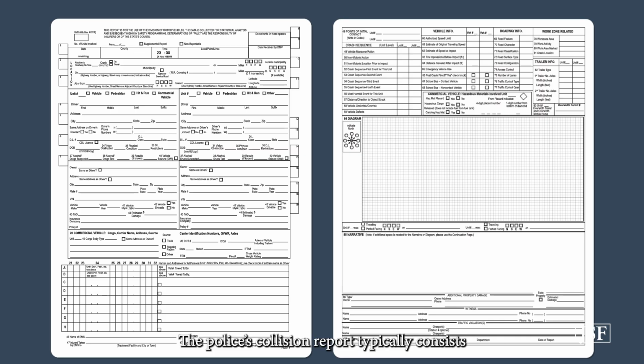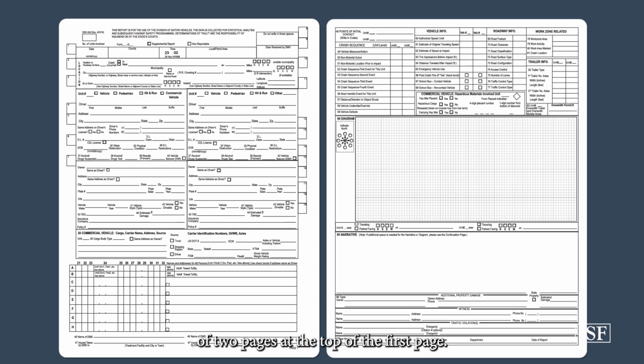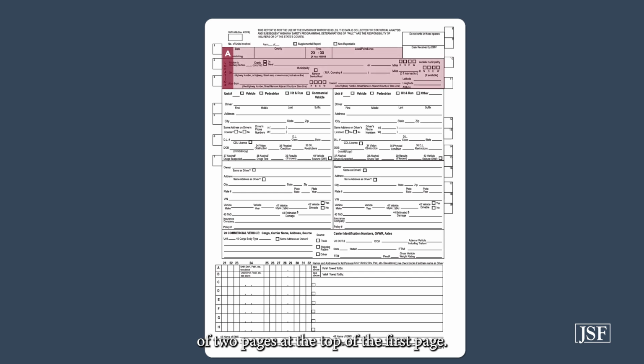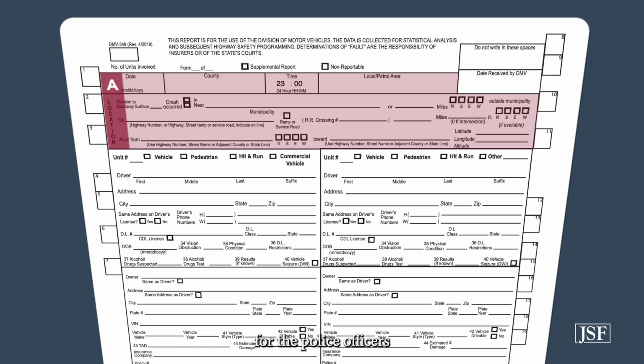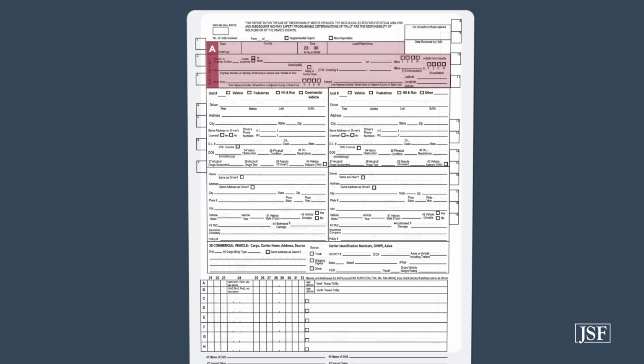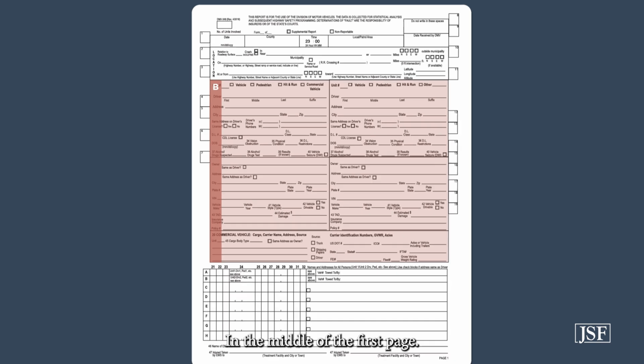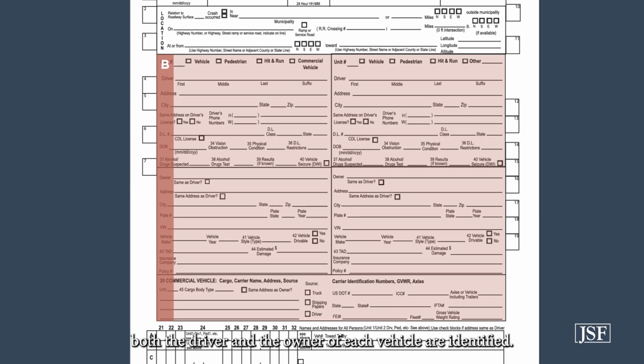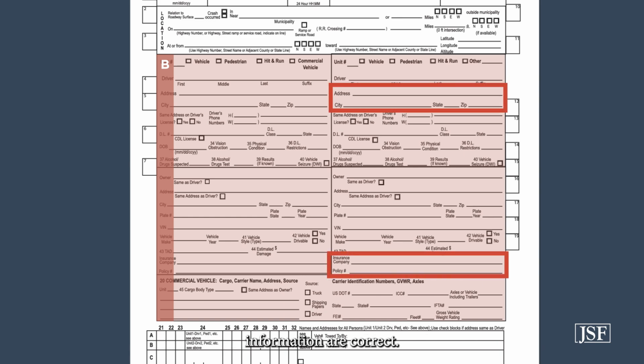The police's collision report typically consists of 2 pages. At the top of the first page, there's a section for the police officers to record the location of where the wreck occurred, including the county and the road. In the middle of the first page, there's a section where both the driver and the owner of each vehicle are identified. You want to make sure that the address and insurance information are correct.